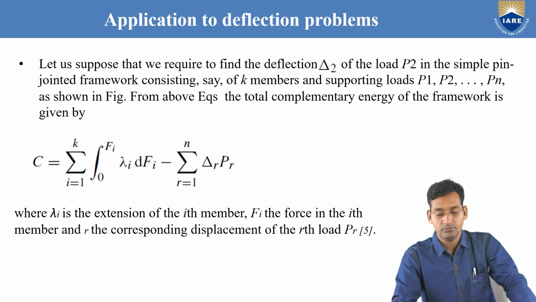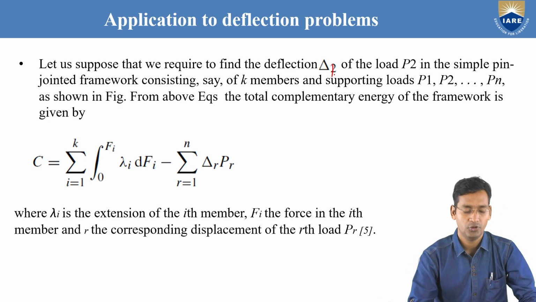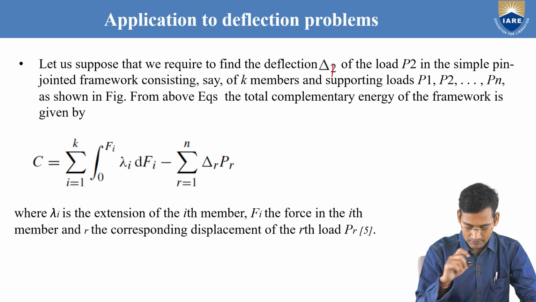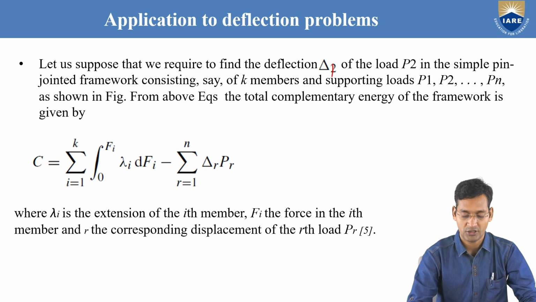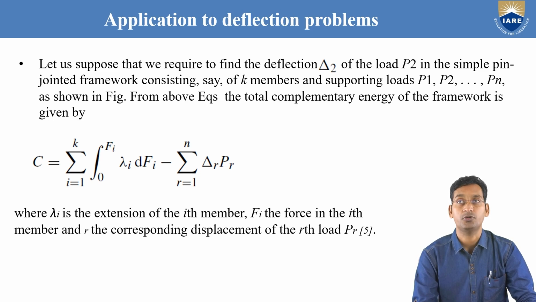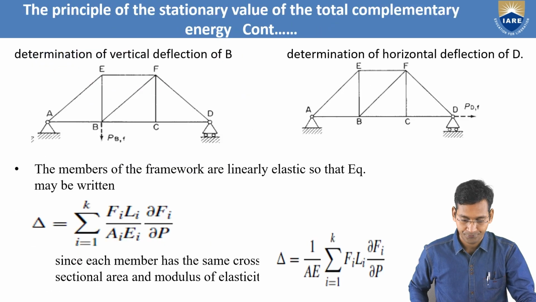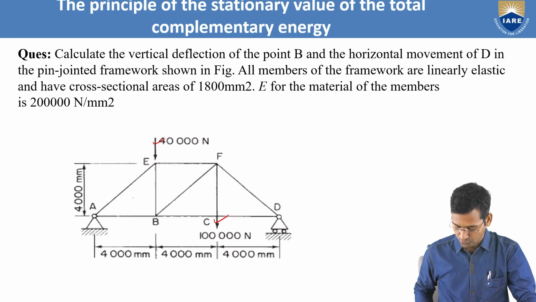Now, the same way, you have to find whatever is required. Here you can take delta 1, delta 2, P2. We can find it again in the same way. Let us suppose we require to find the deflection delta 2 of the load P2 in a simple pin-jointed framework consisting, say, of k members and supporting loads P1, P2, P3, and so on up to Pn, as shown in the figure. So in this question, how much P1, P2 is acting? For this one, two forces P1 and P2 are there.